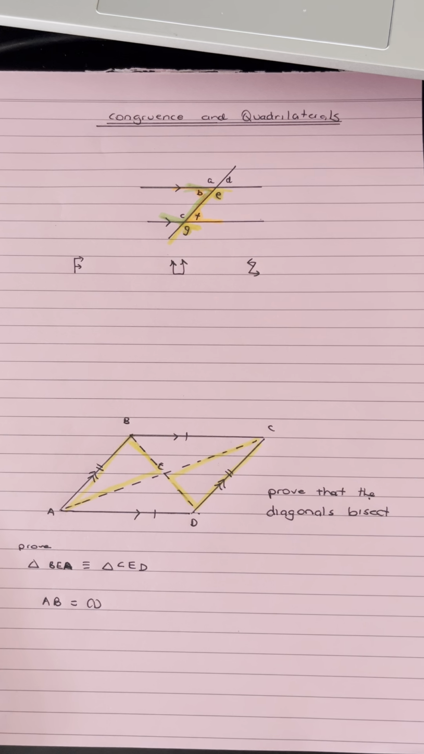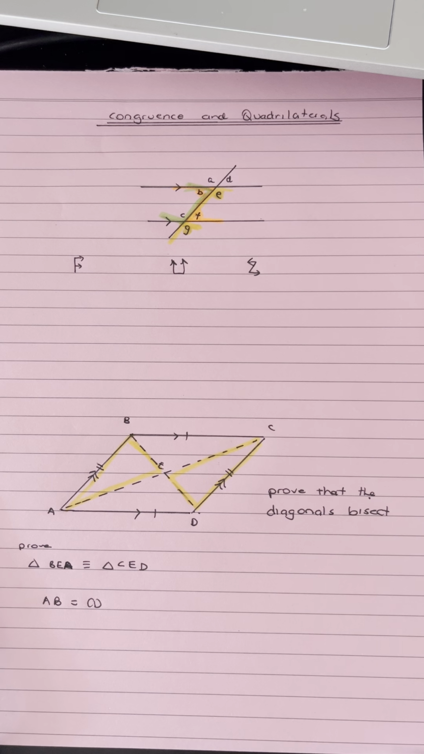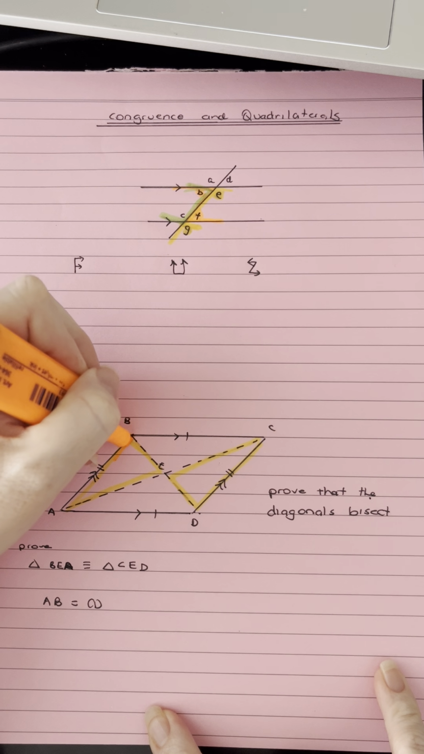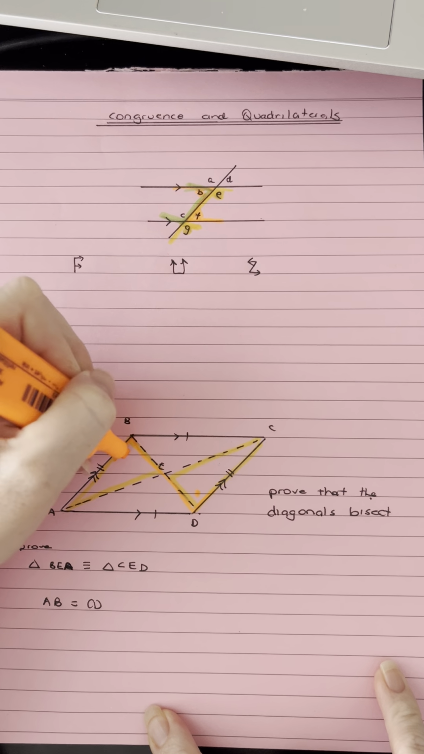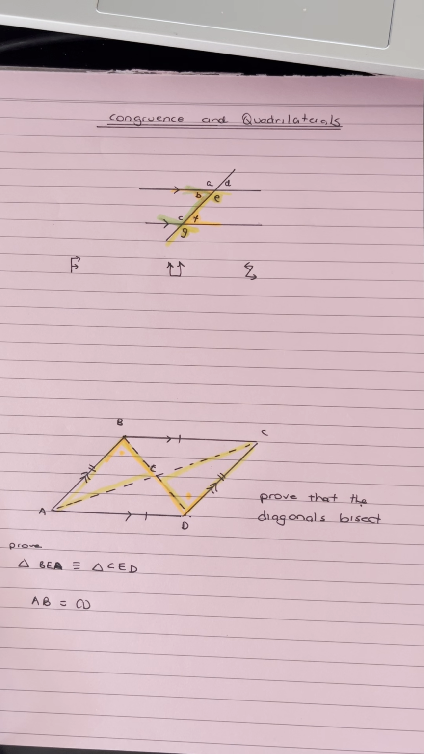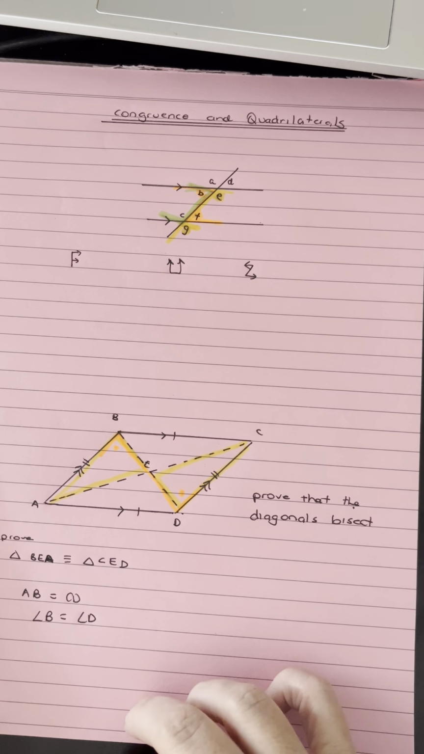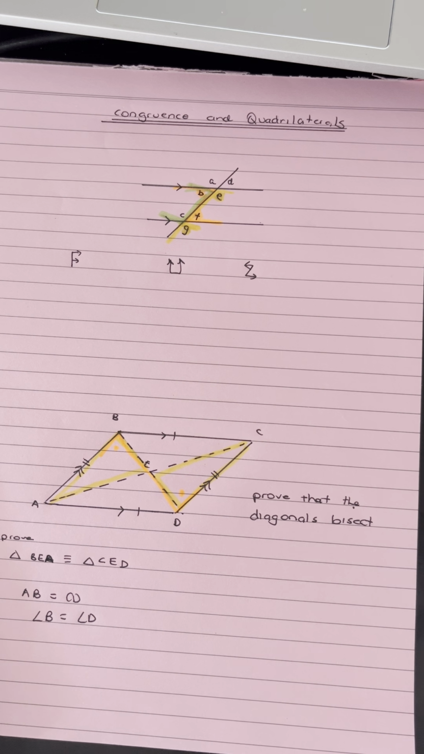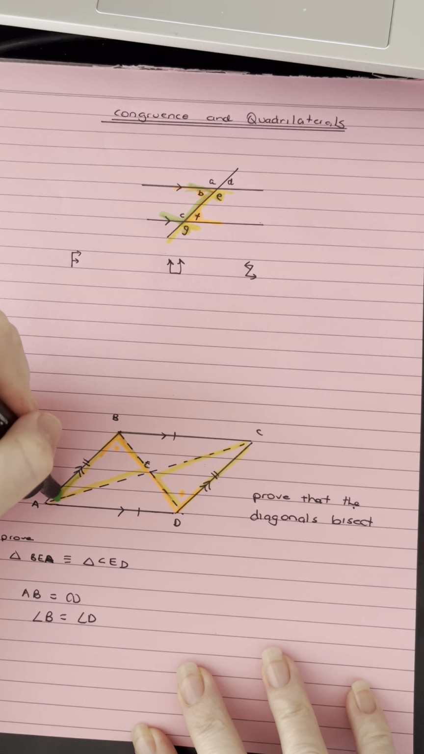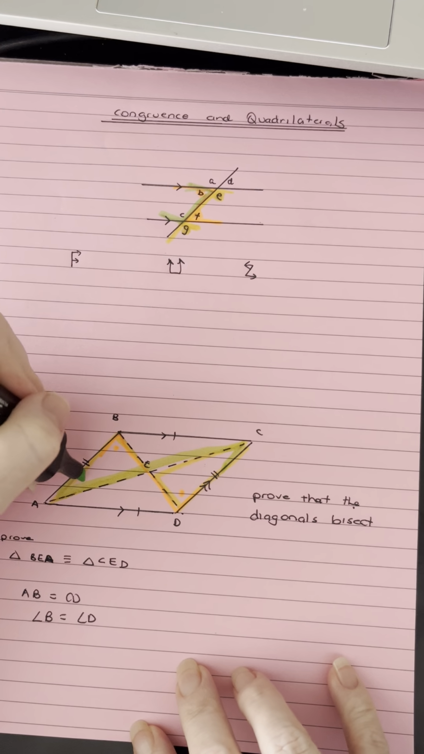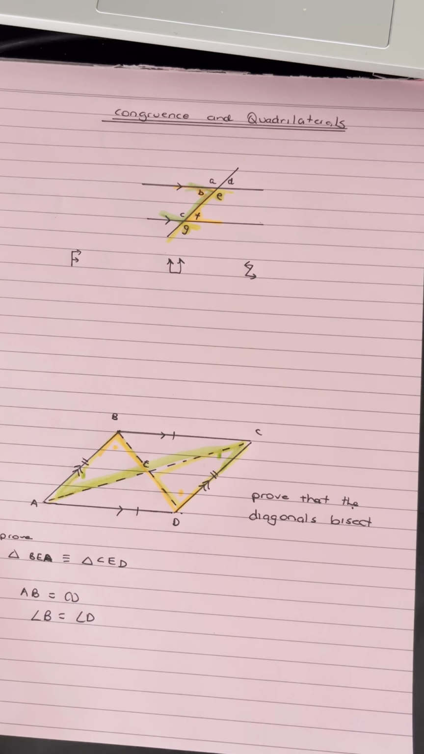Now I want to think about what angles I can prove using the Z rule in that triangle. So if I use the Z rule this way, I can say that these two angles would have to be equal. So I can say that angle B must be equal to angle D. And then I can use the Z rule the other way to prove the other two angles. So then I can say that angle A must be equal to angle C. I also know that angle E is common to both of them.